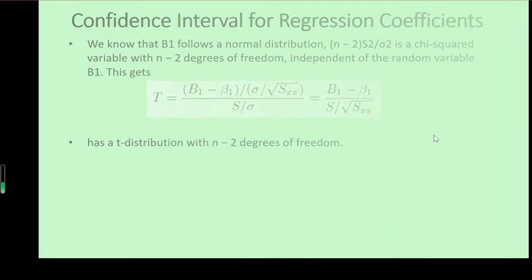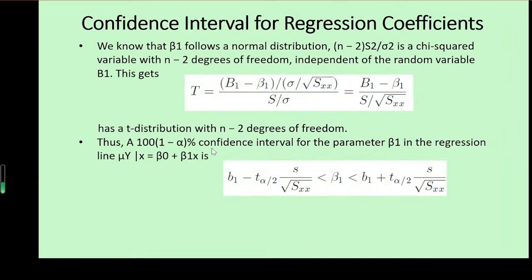So we can get a 100 times (1 minus alpha) percent confidence interval for beta 1, the parameter estimation. This is the confidence interval, with its lower bound and upper bound. This item can also be computed from the sample, this is the critical value t at alpha over 2, and this is the point estimate of beta 1.